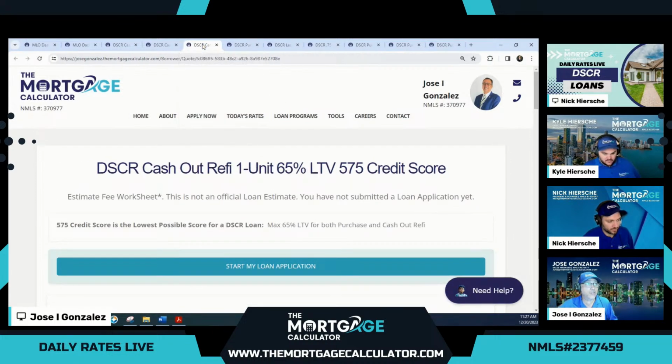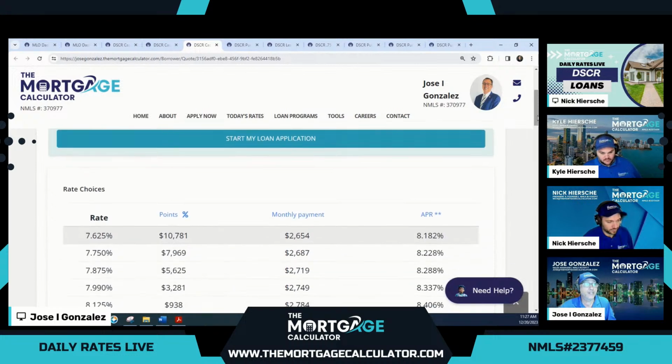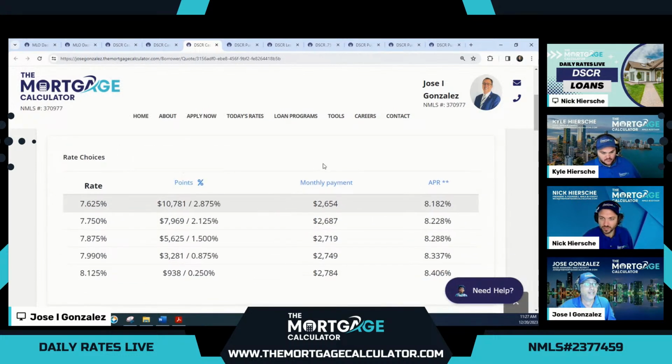And now let's go with some cash out options. Let's put this one to the back. So our DSCR cash out for 1 to 4 units, 75% LTV. And look at those great rates, right? 8.125 is almost at par. And you can buy that down to 7.625%.